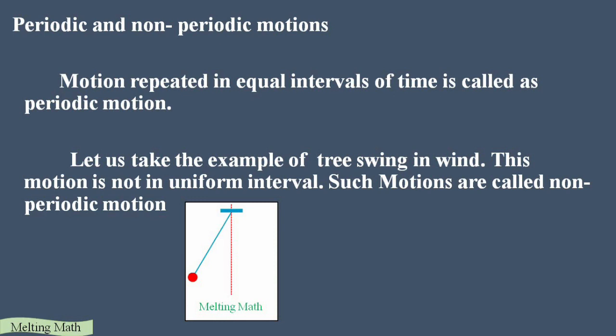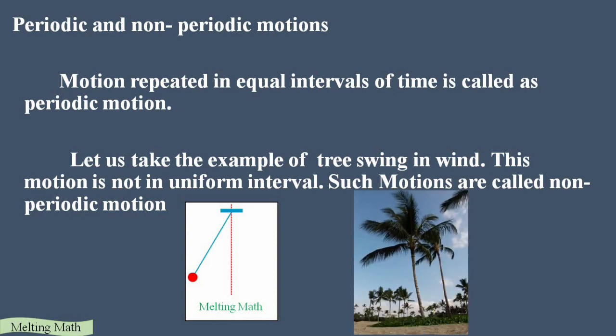Let us take an example of a tree swinging in the wind. If a tree swings in the wind, we can't calculate how many times it swings or how far it moves, because the swinging differs with the wind, so it's not a constant value and we cannot calculate it. So that's why we mention these as non-periodic motion. This only means the motion is not in uniform intervals.